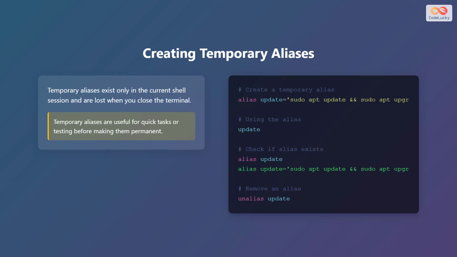You can check if an alias exists by typing alias update. To remove it, use the unalias command followed by the alias name like this: unalias update.